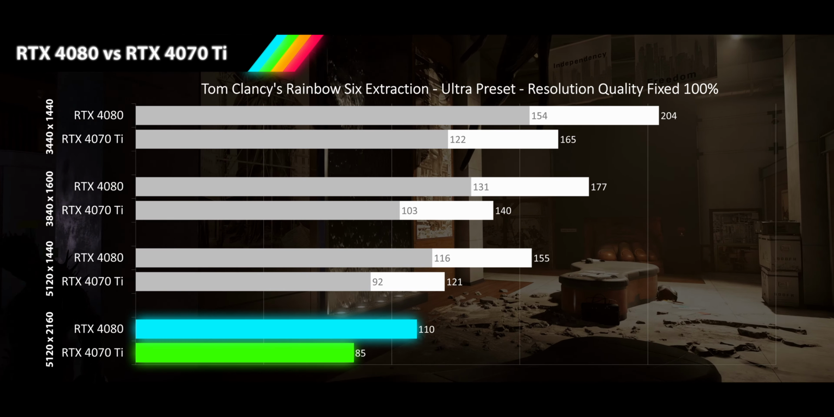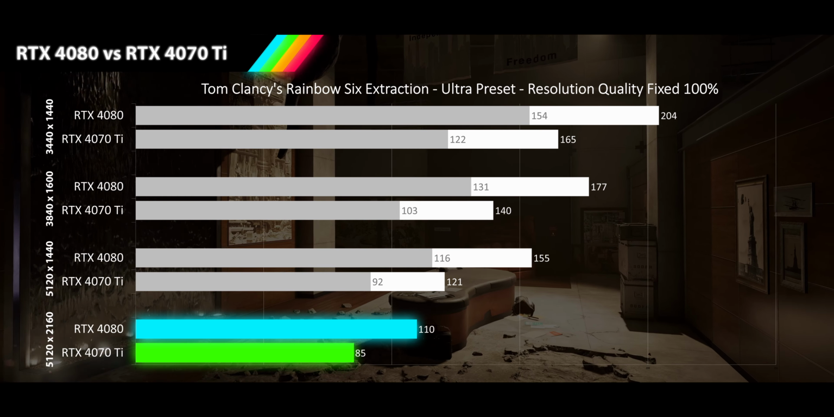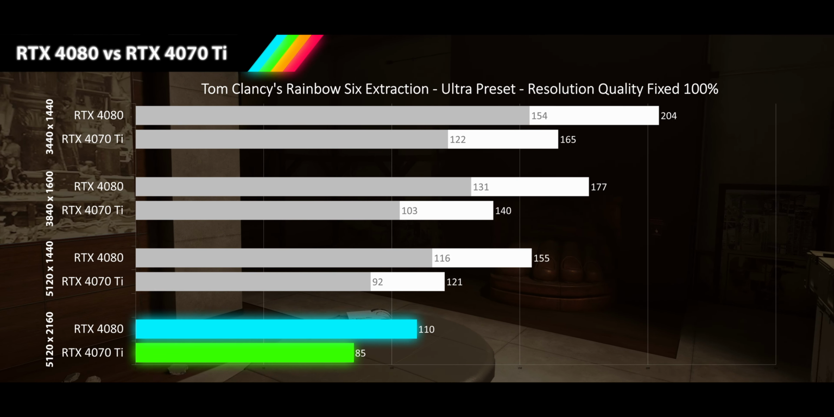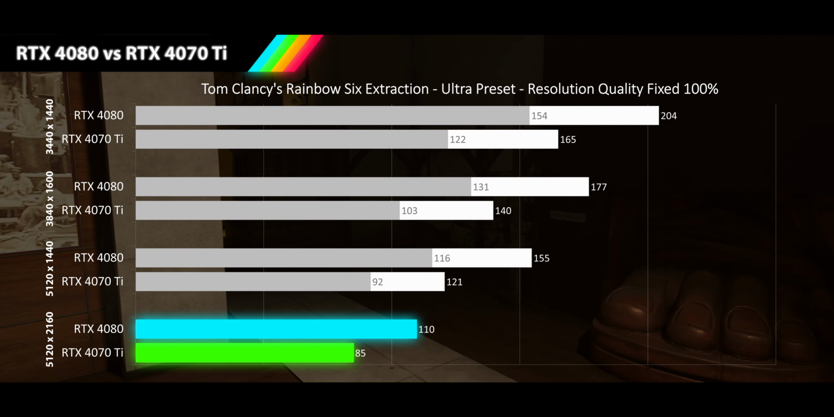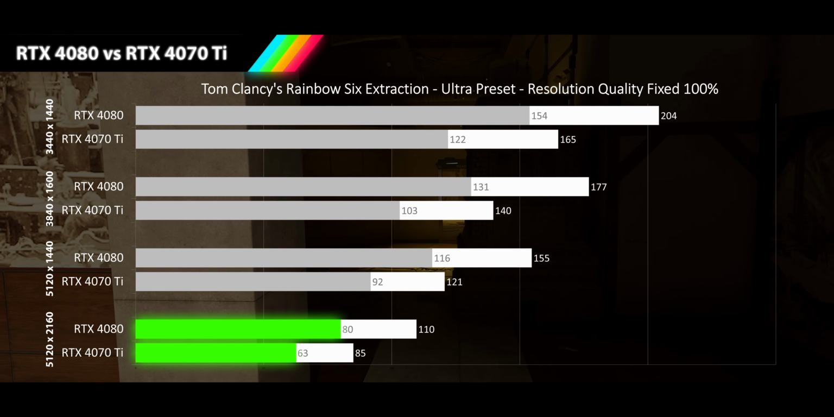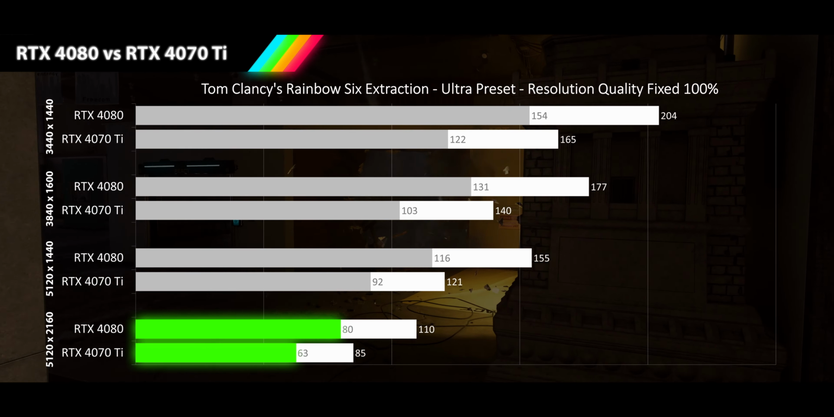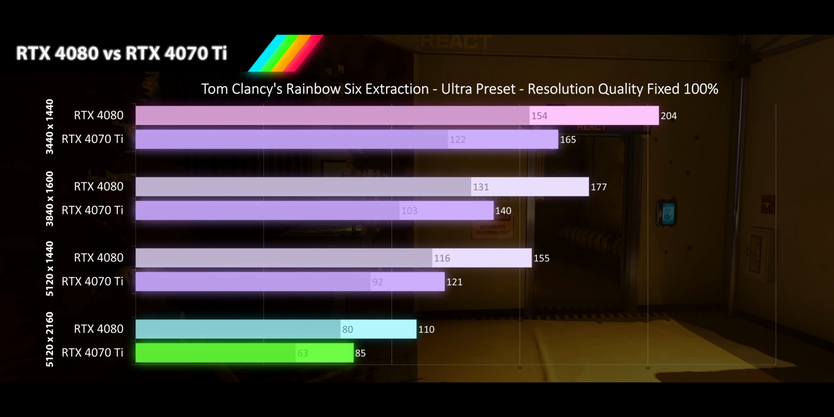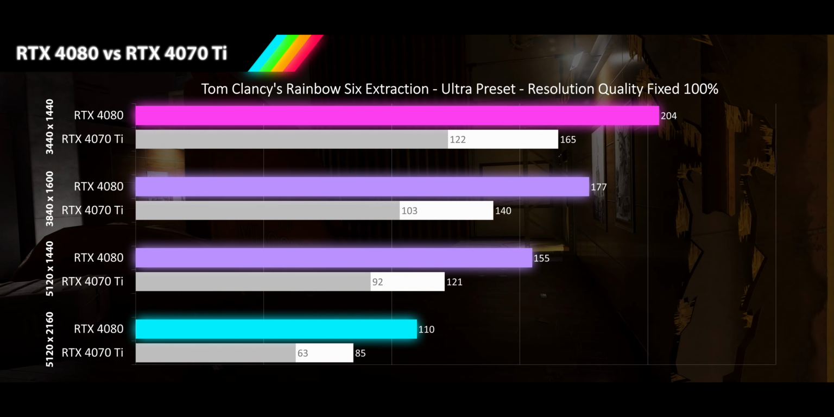At 4K ultra-wide resolution, we see the 4080 drop into high refresh rates of 105 FPS, 29% faster than the 85 FPS of the 4070 Ti, and a similar 1% low advantage of 28%. Again, we see the 4070 Ti deliver enough performance to make the 4080's extra grunt unnecessary.